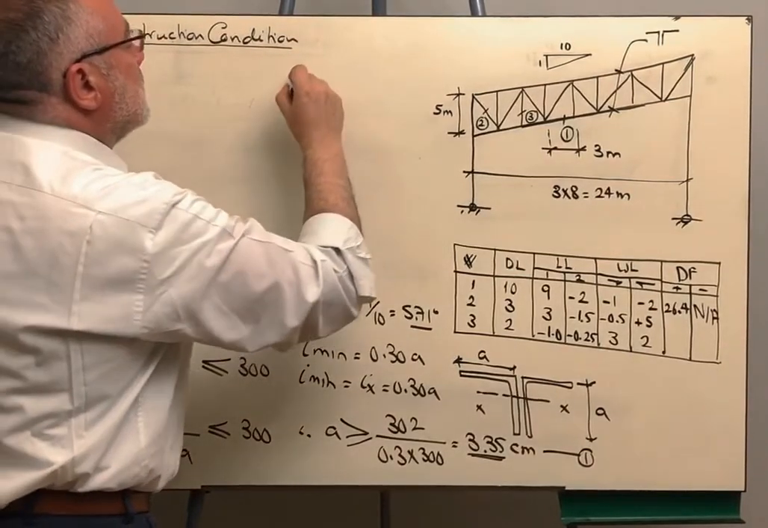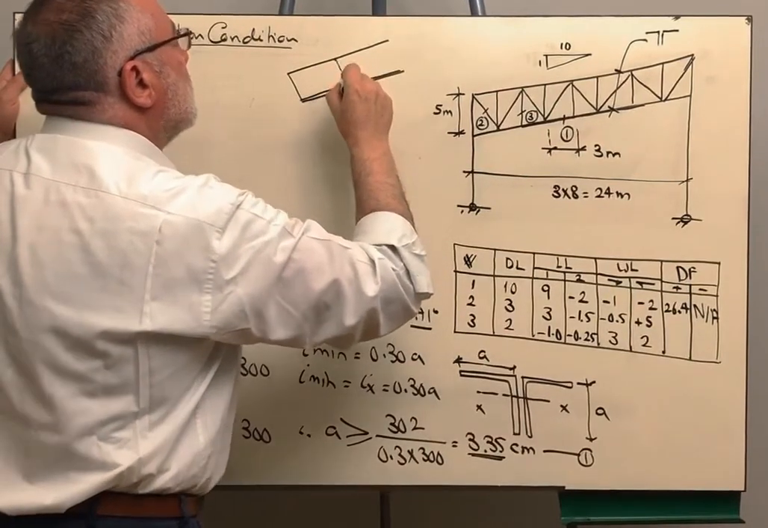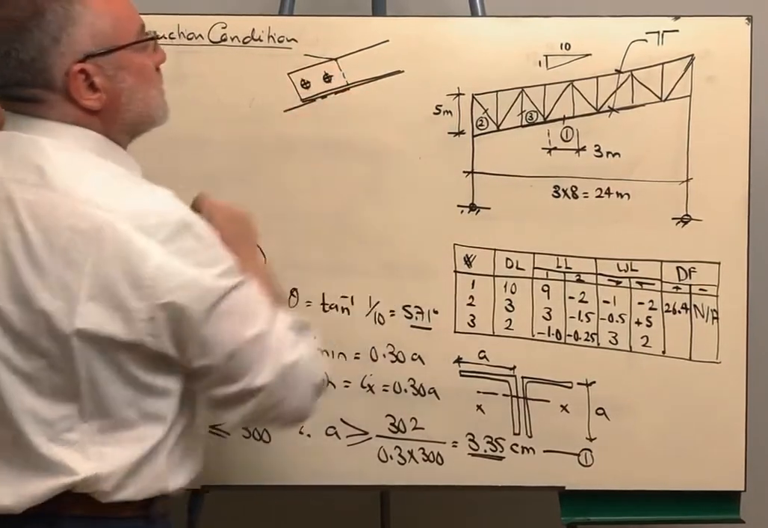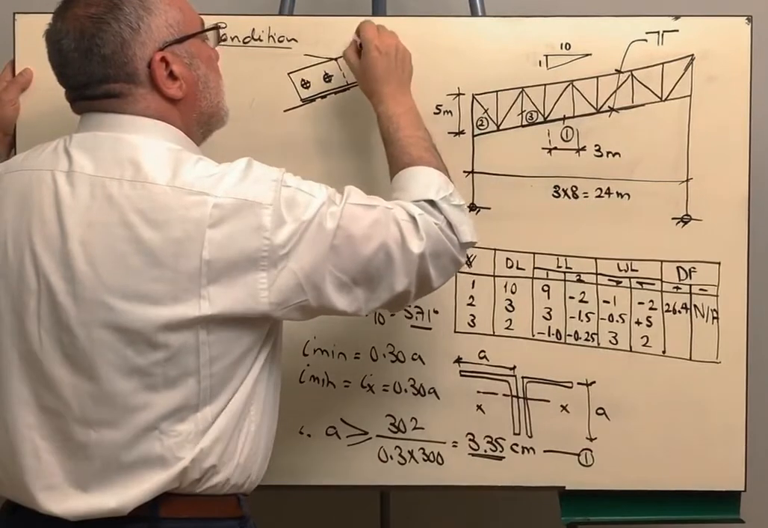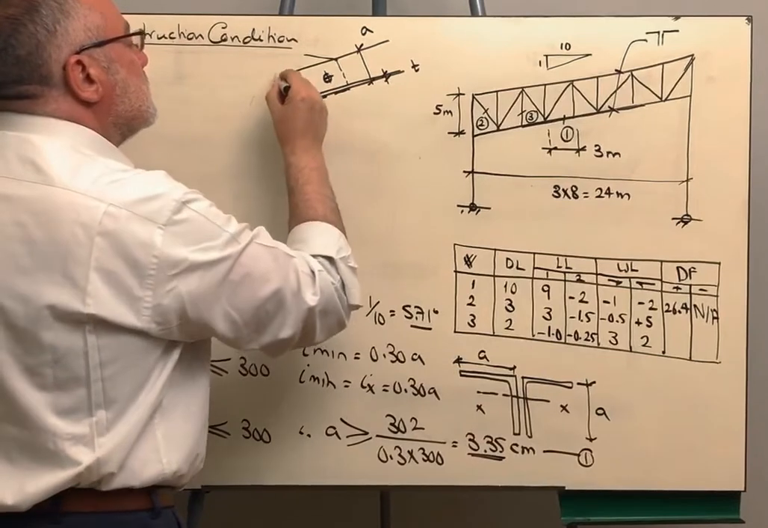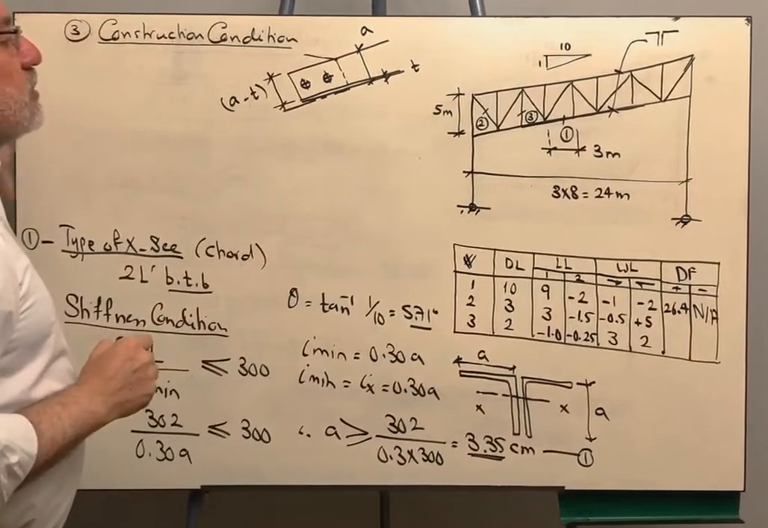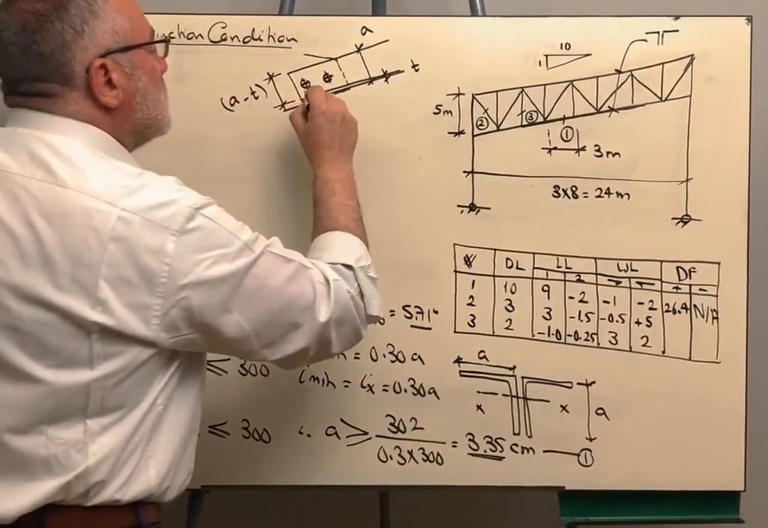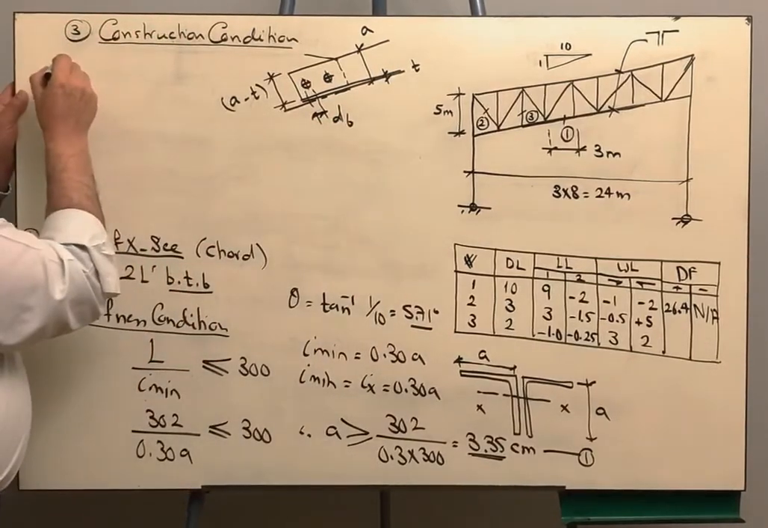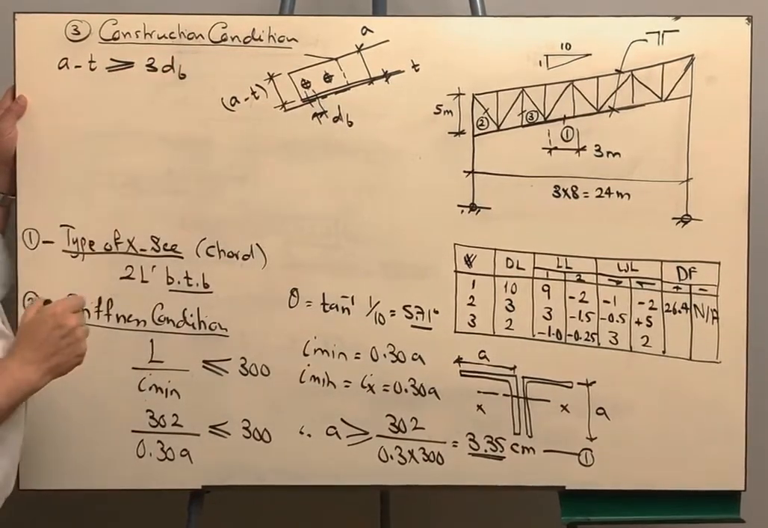We know that the angle will be bolted to the gusset plate. There will be bolts here like this. This is the angle leg A, and this is the thickness T. This distance here, which is A minus T, must be sufficient to accommodate the bolt. The bolt diameter is dB. Then it says that A minus T should be bigger than or equal to 3 times the bolt diameter.